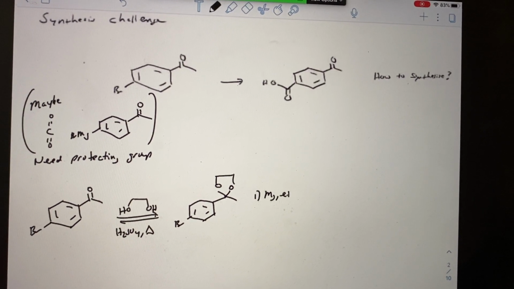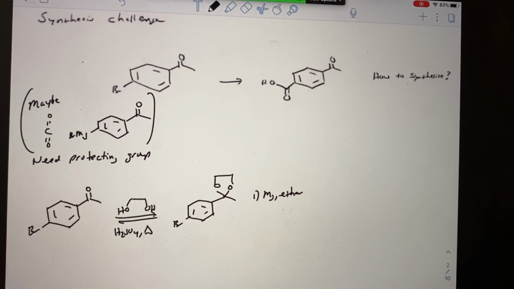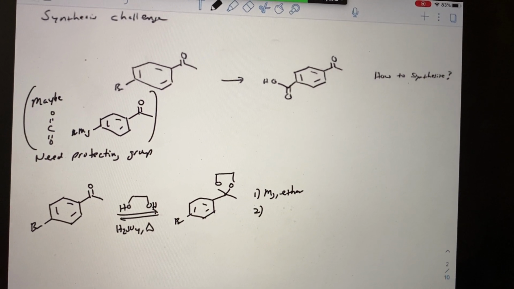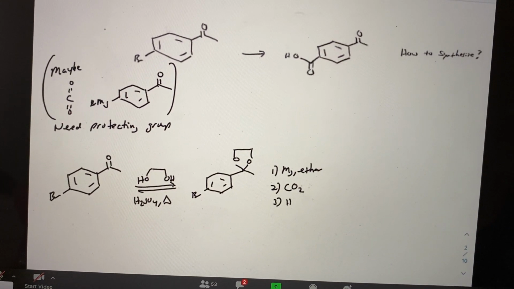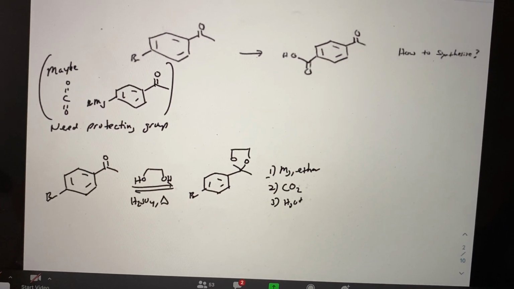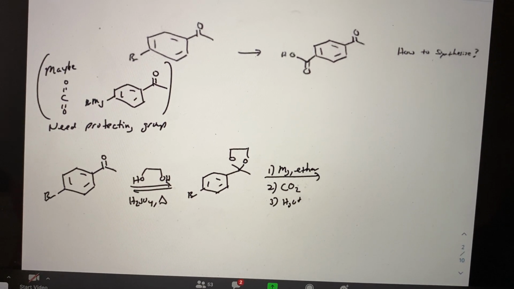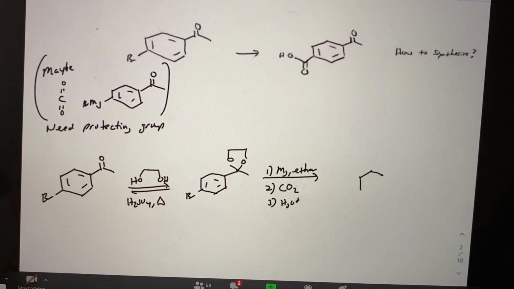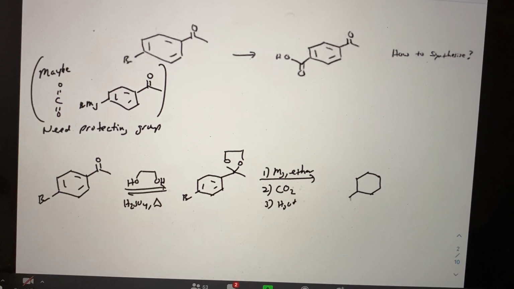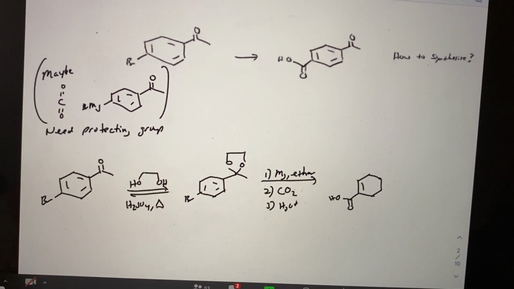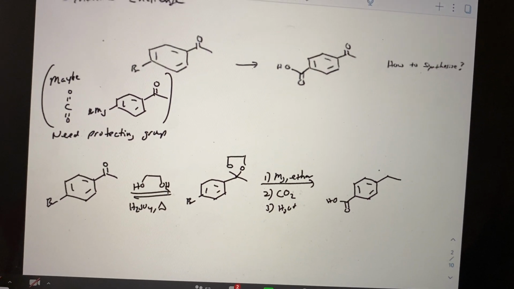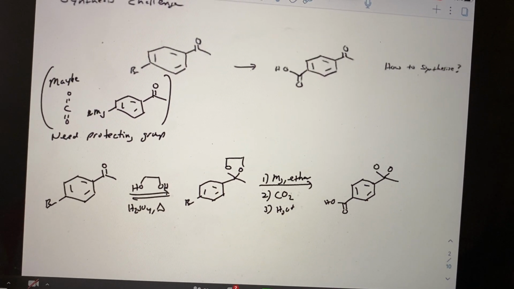magnesium and ether. We're going to turn this compound into our Grignard reagent. We're going to react this with carbon dioxide. And then we're going to protonate at the end. So all of these steps together are going to introduce our carbon dioxide into a carboxylic acid. And we still have our acetal over here.